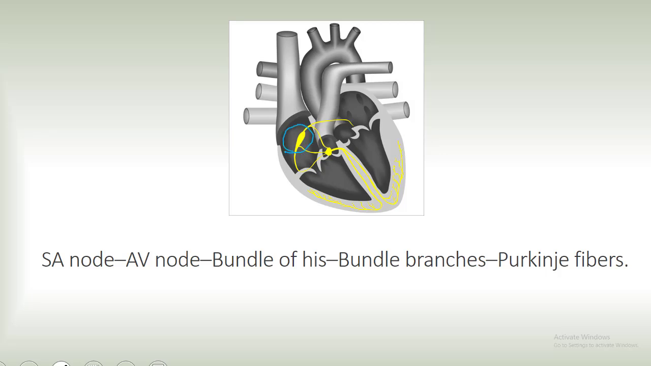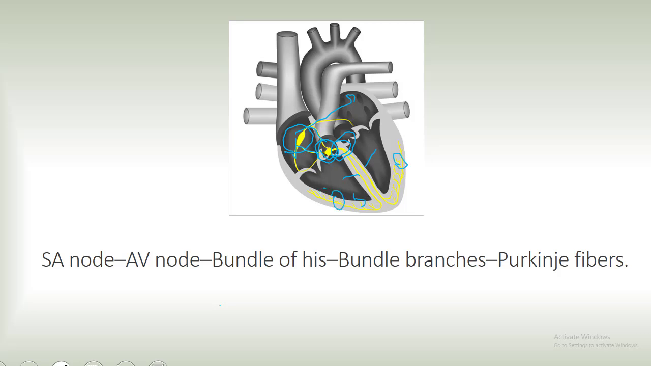This is the SA node right here. This is the part of the conducting system that actually controls the rate and the rhythm of the heart. The SA node is going to generate impulses, and these impulses will pass to the right and left atria, and then these impulses will pass through the internodal fibers to the AV node right here. The AV node will then receive the impulses and transmit them through the bundle of His to the right and left bundle branches. This is the right bundle branch, this is the left bundle branch, and these will send impulses to the right and the left ventricles respectively. And they terminate into the Purkinje fibers.